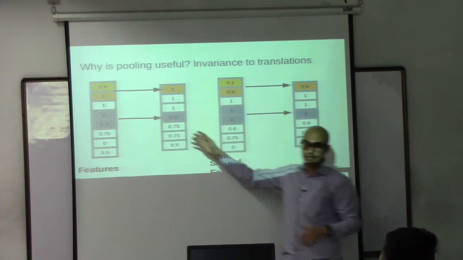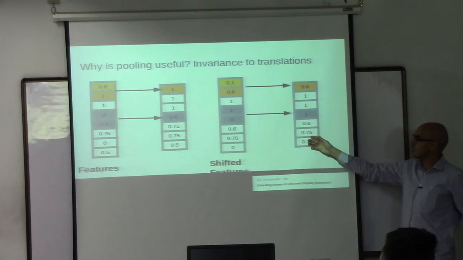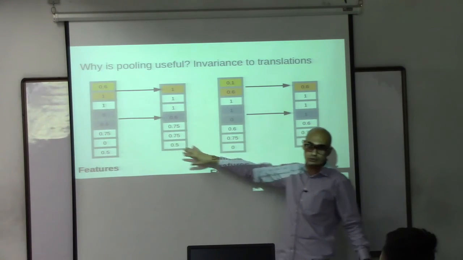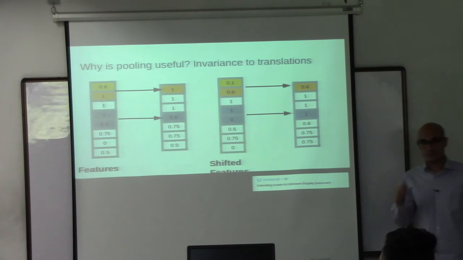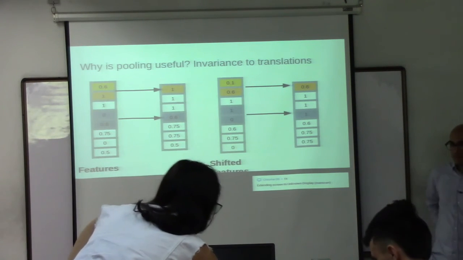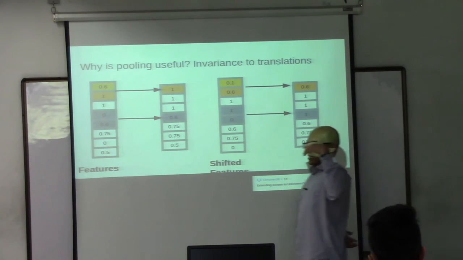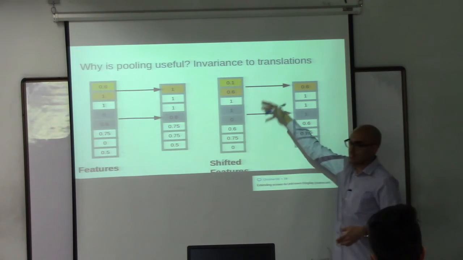But if you look at the smaller vectors that are the result of max pooling, the smaller vectors are more similar to one another than the larger vectors. Is that clear? So that is one of the benefits of pooling. It reduces the sensitivity of neural networks to small shifts in the features.